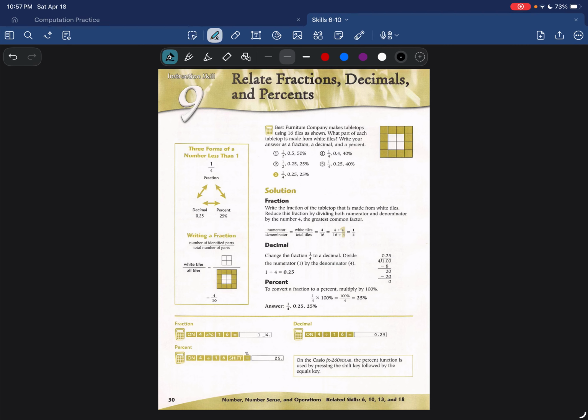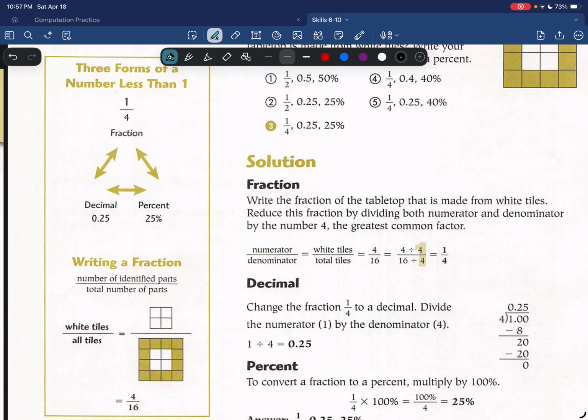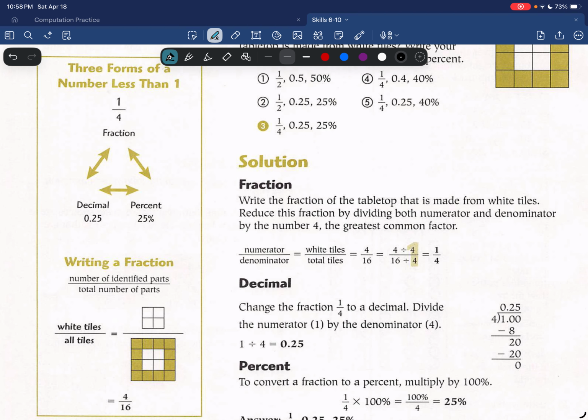Instruction Skill 9 is about relating fractions, decimals, and percents. And I want to start here with this box with 3 forms of a number less than 1. It's a fraction, 1/4. It's a decimal, 0.25. And it's a percent, 25%. All 3 of those are saying the same thing. They're giving the same quantity, but they're in different forms.